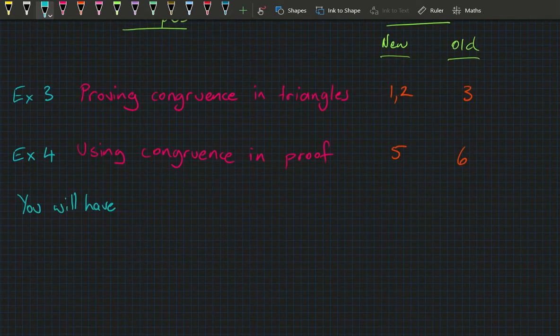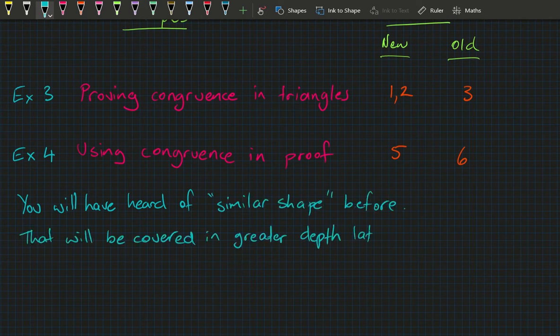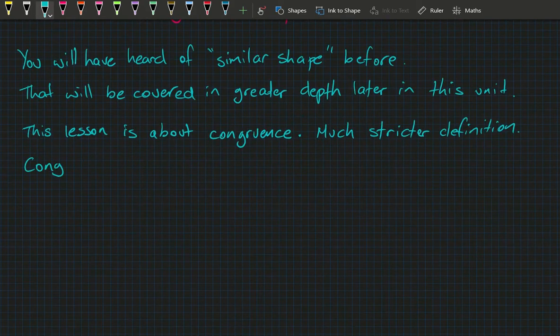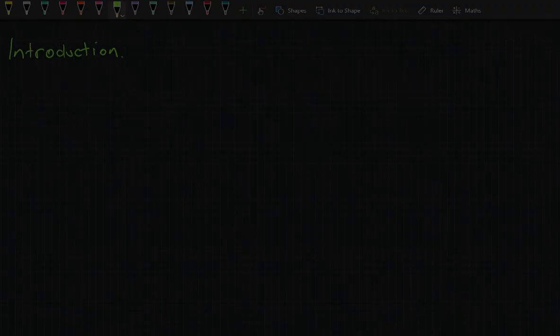And your pre-learning for this is question 5 in the new book and question 6 in the old book. We're going to talk about similar shapes later in this unit, and I'm guessing you've heard that before. But in this lesson, we're learning about congruence, and this is a much stricter definition. Understanding congruent triangles will help us with other geometrical shapes, so listen up.